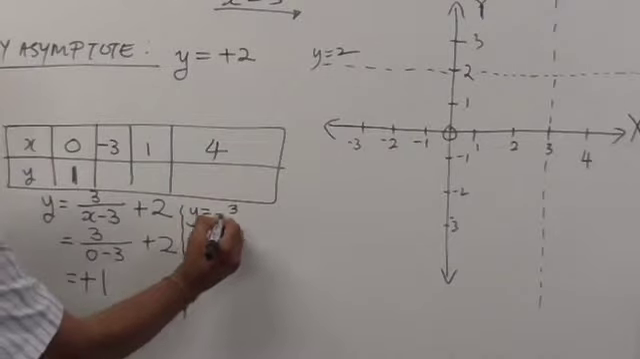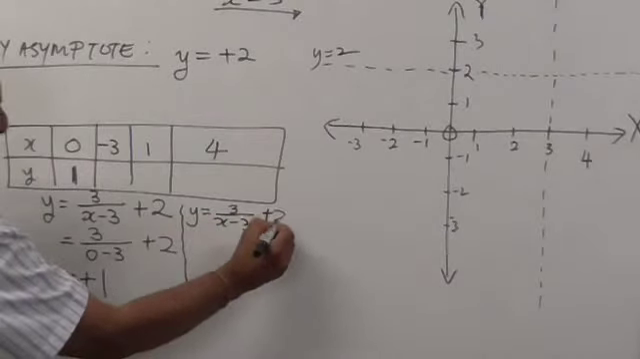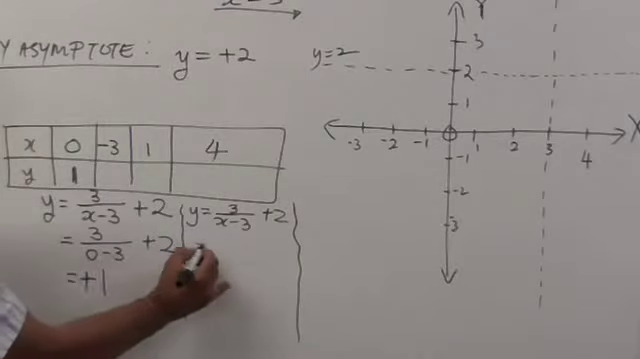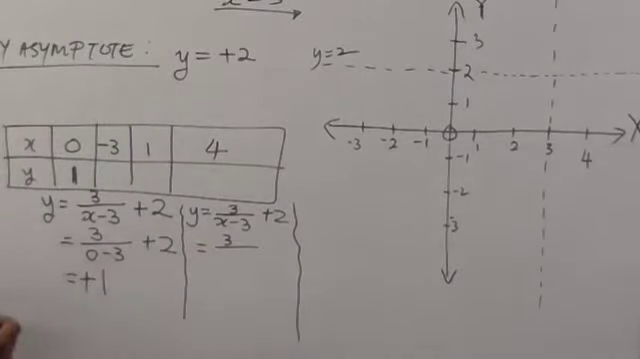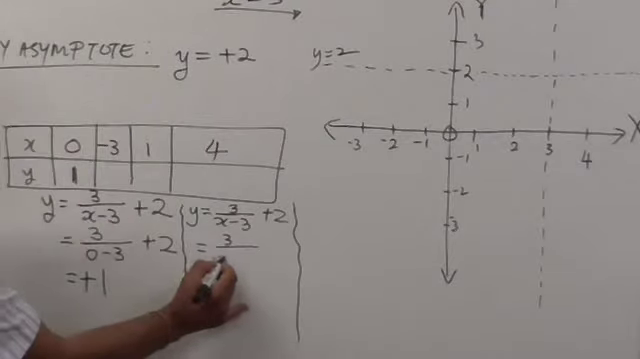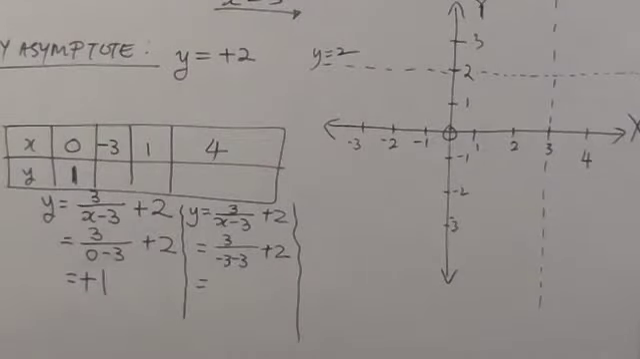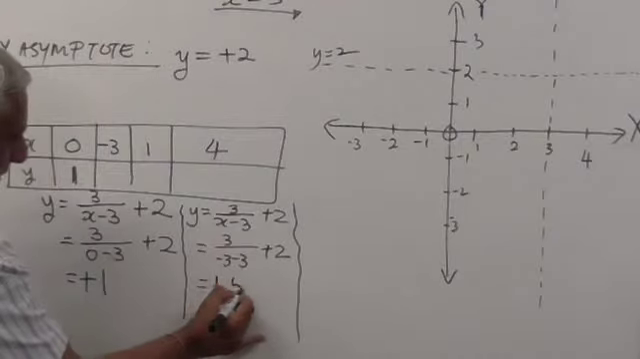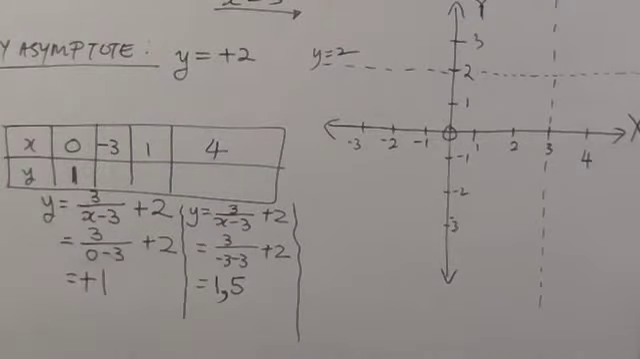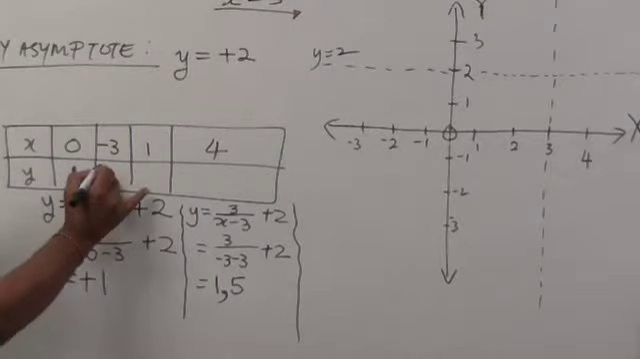Y is equal to 3 over x minus 3 plus 2. So y is equal to 3 over, I'm using negative 3. So it's negative 3 plus 2. Put that in your calculator. And that's minus half plus 2. You'll get 1,5. Alright, I'm not using a calculator, but I'm sure I'm right. That's 3 over negative 6. That's negative half plus 2 will give you 1,5. So this is 1,5.